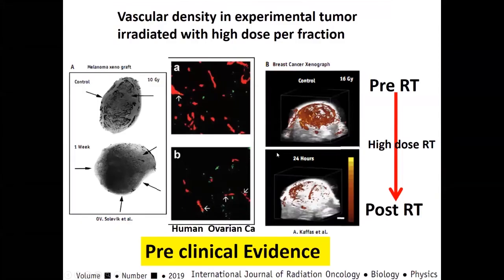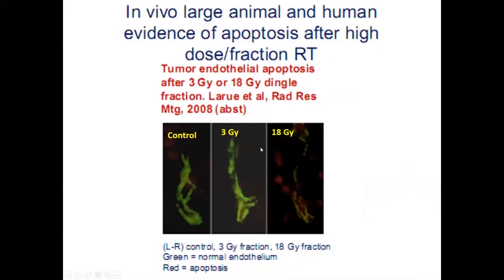There is enough preclinical evidence in the literature which suggests that when you deliver a high dose of radiation, there is a reduction in vasculature density, whether it is breast cancer xenograft, melanoma xenograft, or ovarian carcinoma xenograft. There is a lot of evidence available in the literature. There is also preclinical evidence which suggests that when you deliver a high dose of radiation of 18 gray, apoptotic cells start appearing in the endothelial cells, which ultimately die and result in occlusion of the capillaries, which are not seen in control. And when you deliver a low dose of radiation, that is 3 gray.